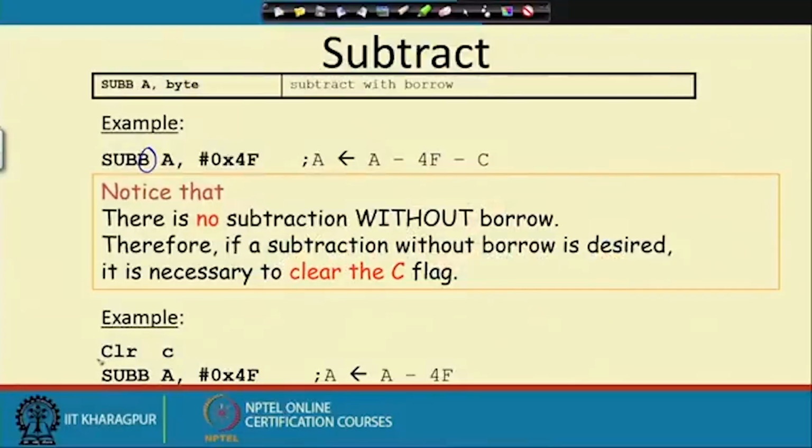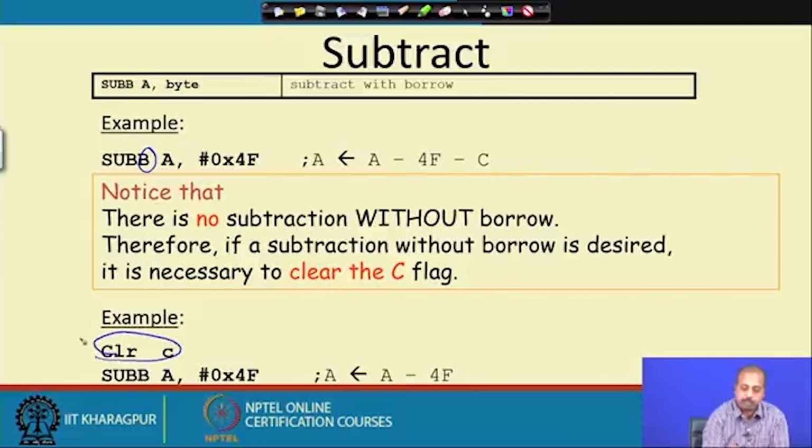So, whenever we are doing a subtraction, we have to be careful that we clear the carry first. Before doing any subtract operation we have to clear the carry, and then say SUBB A comma whatever subtraction we are interested in. Okay. So, that way we have to do it.